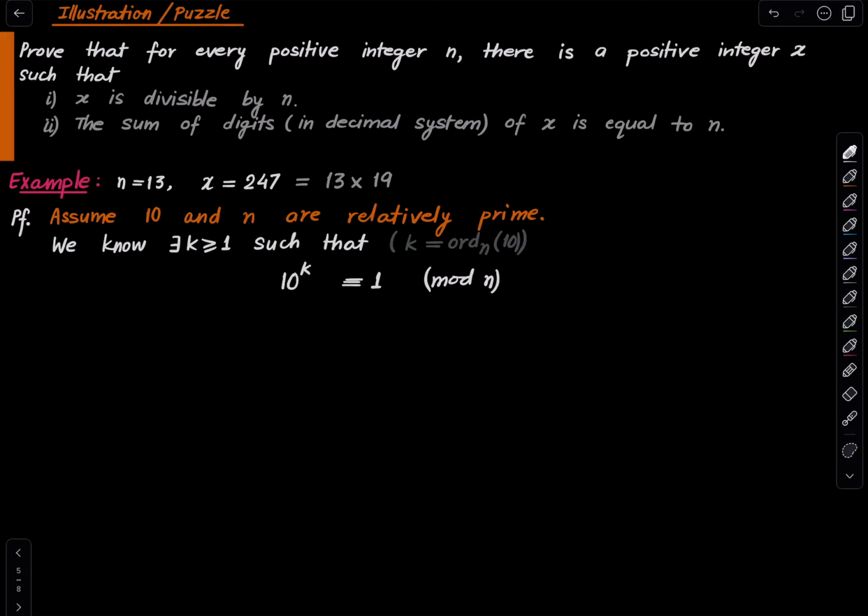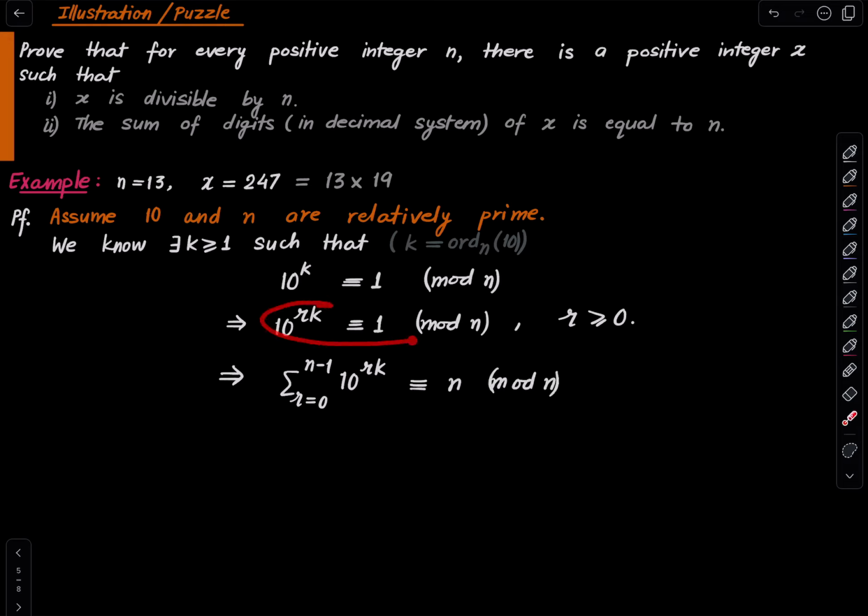Now this implies that 10 to the power r times k is congruent to 1 modulo n for all non-negative integers r. We have just raised both sides to the power r. But now this sum from r equals 0 to n minus 1 of 10 to the r k is congruent to n mod n.